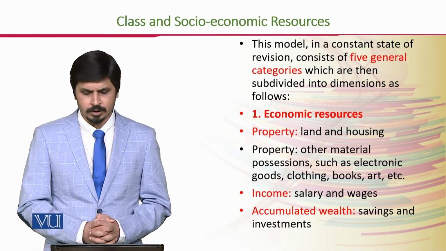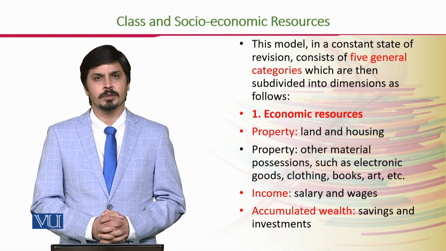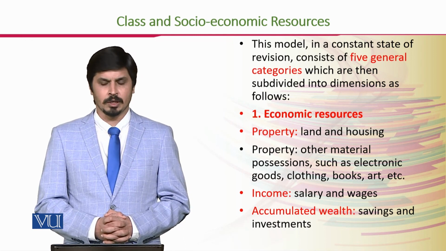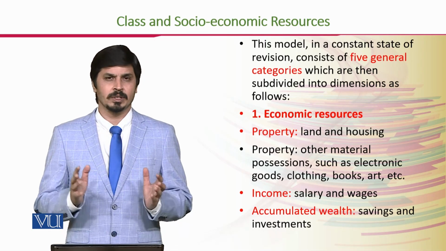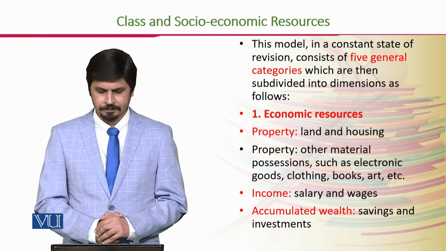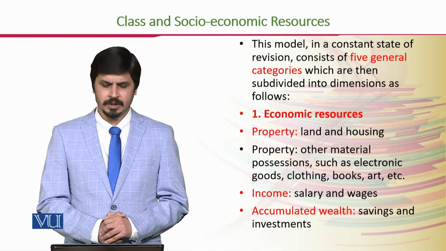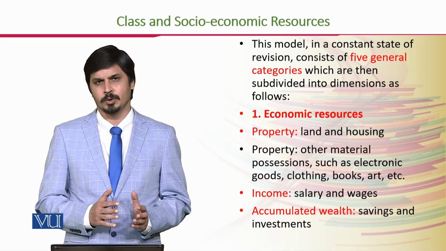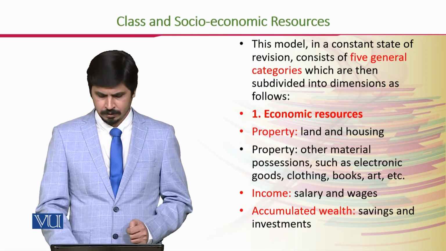In economic resources, we have property, including land, housing, and it also includes various kinds of possessions, including electronic goods, clothing, books, arts, and maybe jewelry also, which is very popular in Asian societies. And then it includes income in terms of salary, wages, accumulated wealth, which may come to you through some kind of inheritance or any other source.